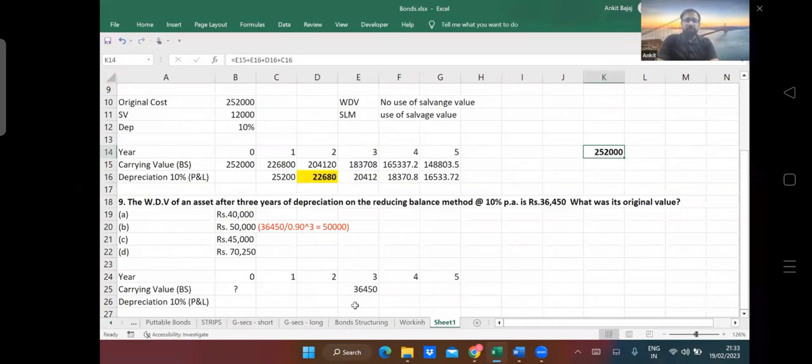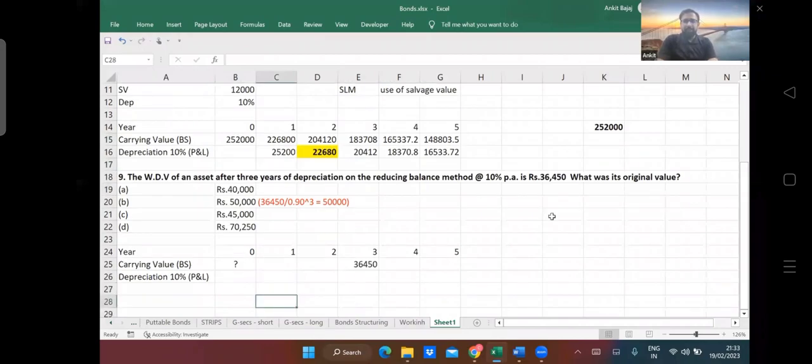So first, what we have to do is find out the depreciation which has been charged for three years. Or otherwise, what we can do is find out these values step by step. Now, if you see here, I'm taking an example. I will take very simple values for you, so you should get better clarity.